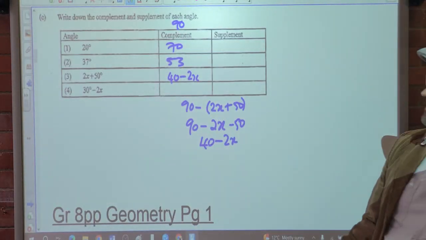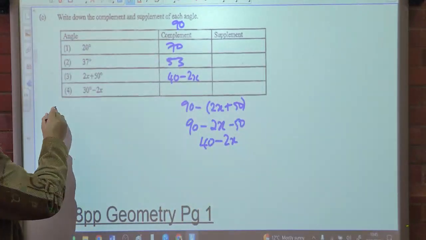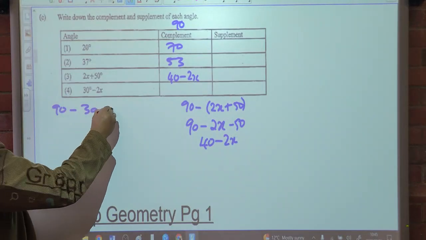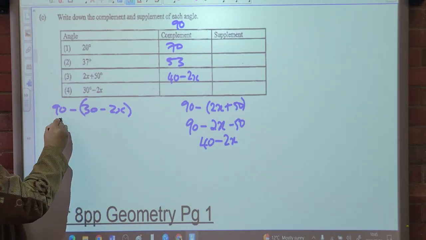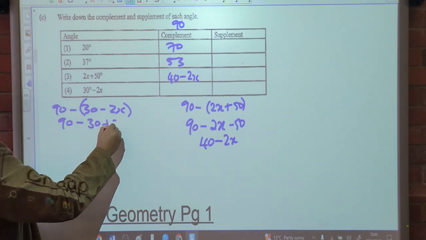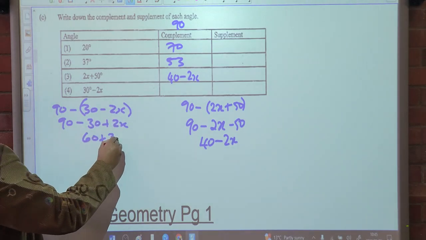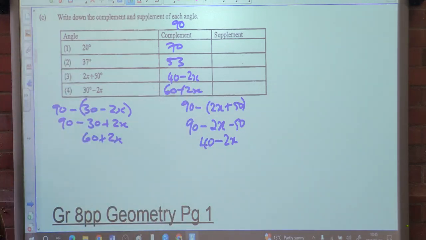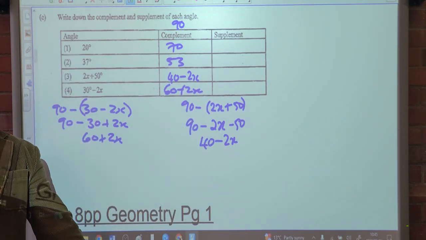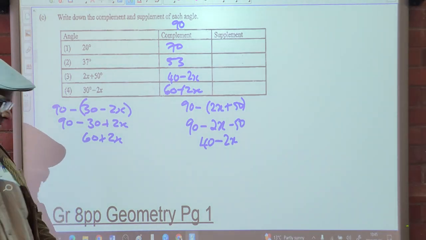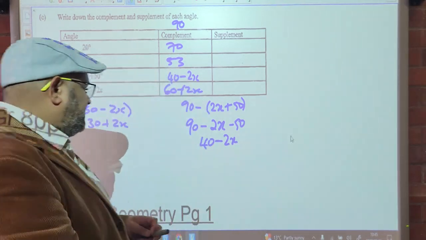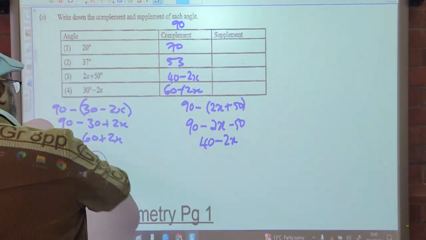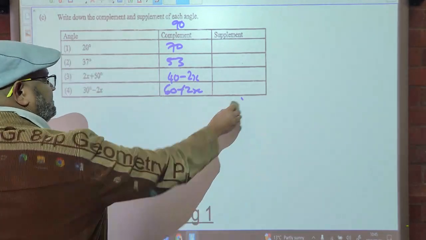Okay, so look at the next one. You've got 90 minus 30 minus 2x. It's going to be 90 minus 30 plus 2x, which gives you 60 plus 2x. Okay, is there any confusion there? Nobody? We're moving at a better pace now. Okay, still too slow.